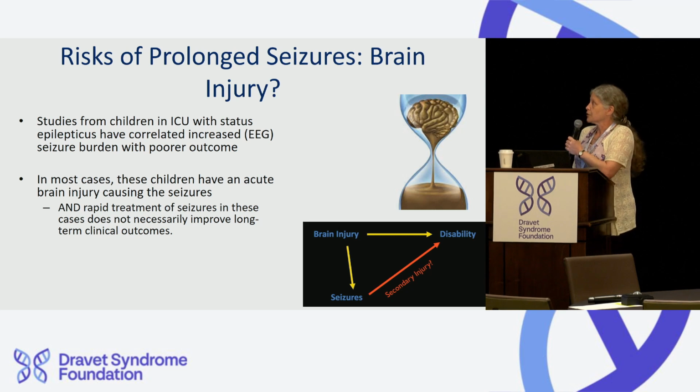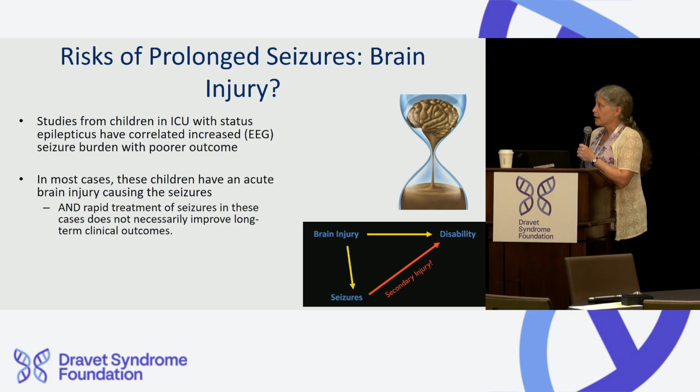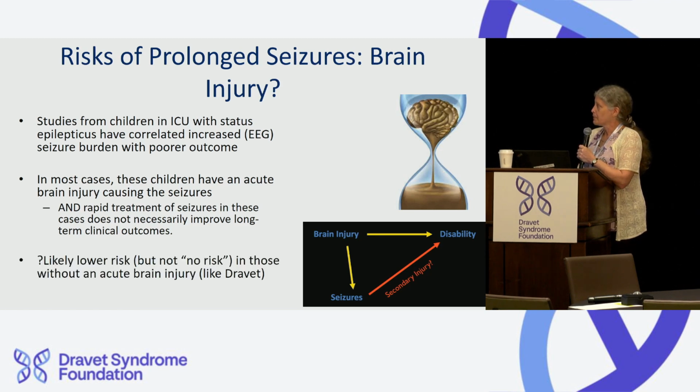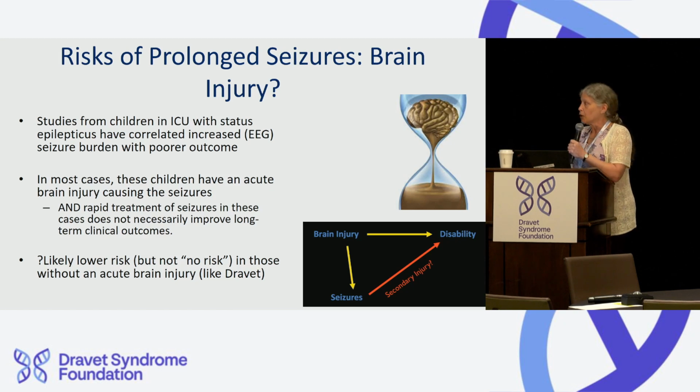So looking at the risk of prolonged seizures, there have been studies done in children in the intensive care unit with status epilepticus, and those studies have shown that the more EEG seizure activity that we see, the poorer outcome that child has. Now, this is a little bit different than most cases with Dravet syndrome, because most of these children have some type of an acute brain injury. They've had a stroke or a head injury or a bleed or something like that. Whereas children with Dravet syndrome don't, right? They just have a genetic predisposition towards recurrent seizures. And in those children who have had acute brain injury, while we really want to treat those seizures as quickly as we can, sometimes that is not enough to necessarily improve long-term outcome. We think that children with Dravet syndrome are probably at somewhat lower risk because they don't have that acute injury, but that does not equate to no risk. And so we still want to be as aggressive about those time points and treatments.